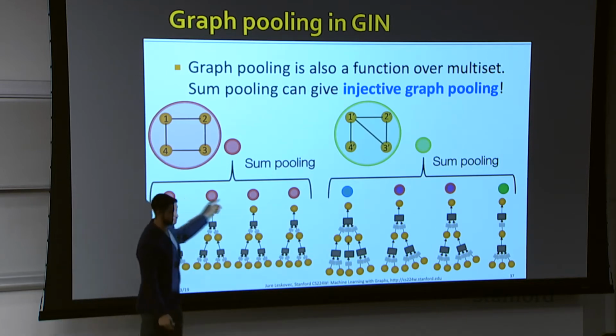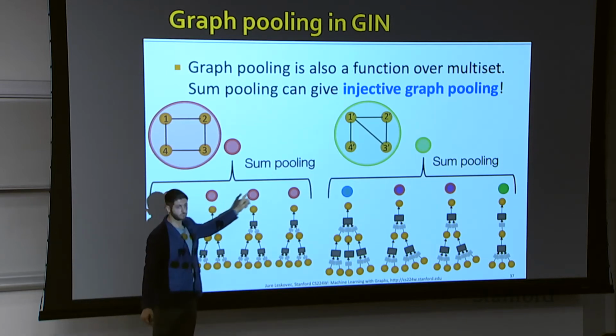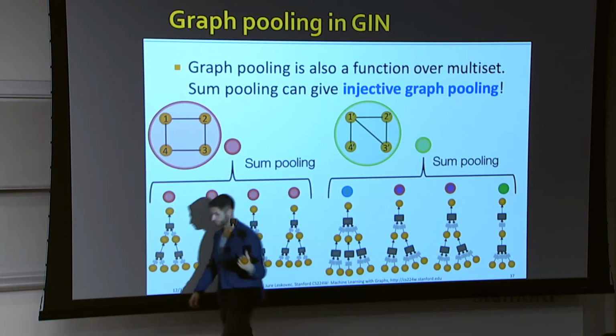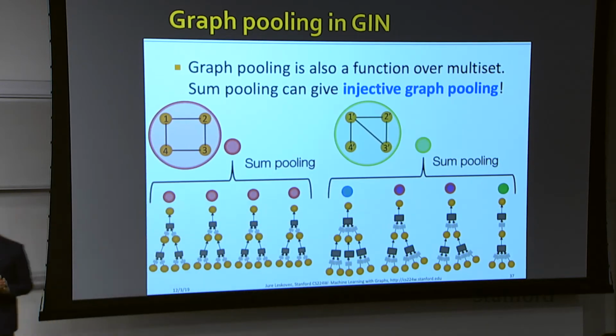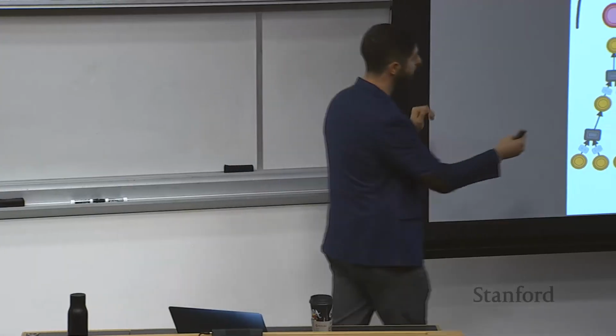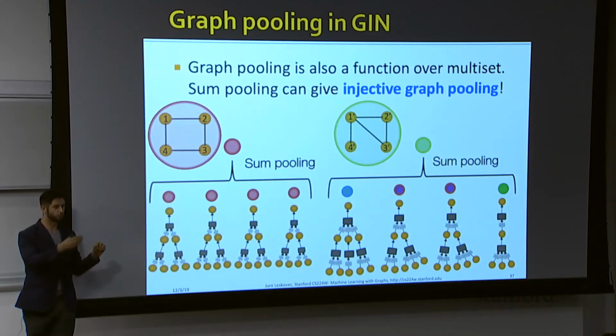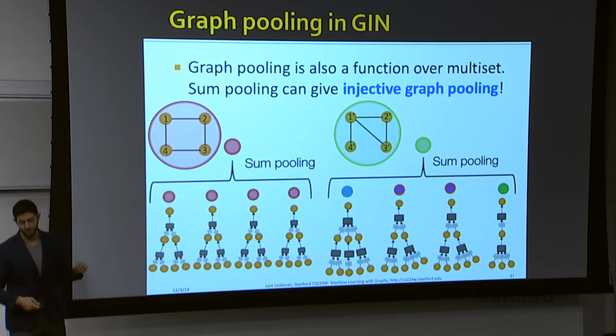Because we can now sum all the representations of these different nodes. So if we do sum pooling over these different nodes for the second graph, then we're going to get different graph representations. So the expectation is that GIN will perform better on the graph classification task compared to what we've seen with GCNs or GraphSage. Okay?